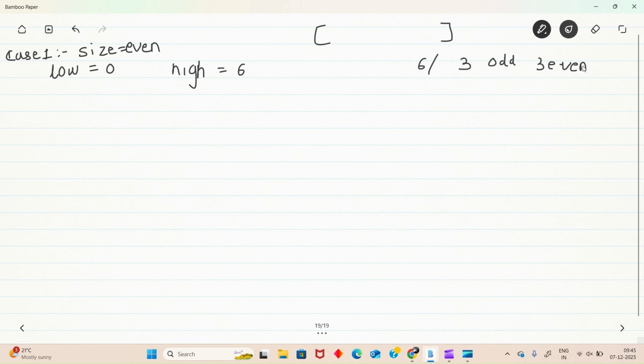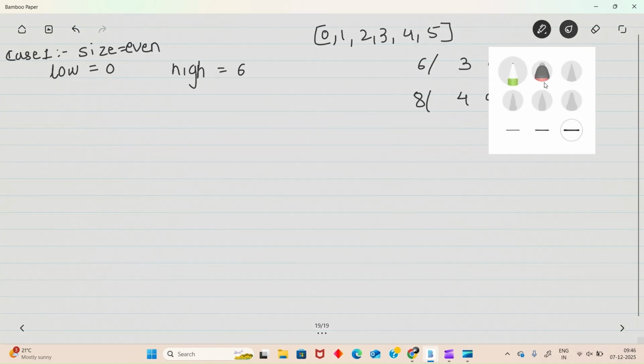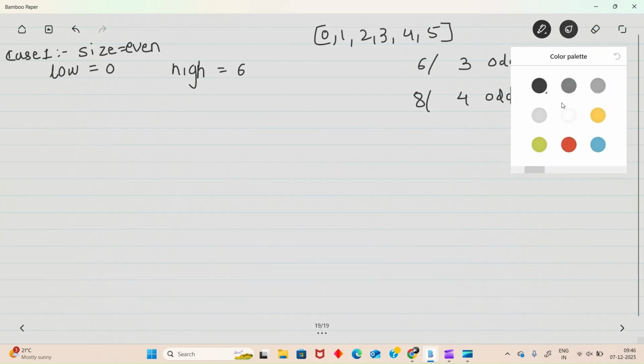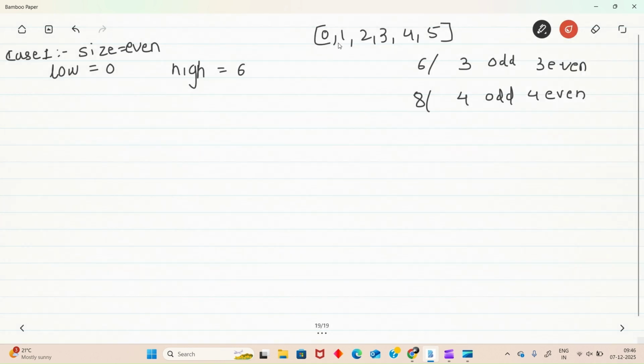As in the question, we have to just return the count. We don't care which numbers are odd and which are even. If I have 8, then 4 will be odd, 4 will be even. Let's see the example: 0, 1, 2, 3, 4, and 5. These are 6, total size is 6. How many are odd? Odd are 3, which are 1, 3, and 5.